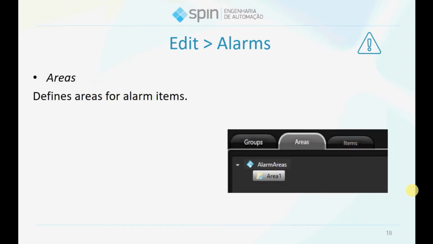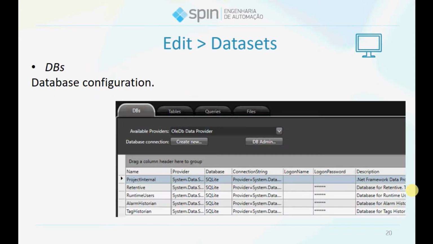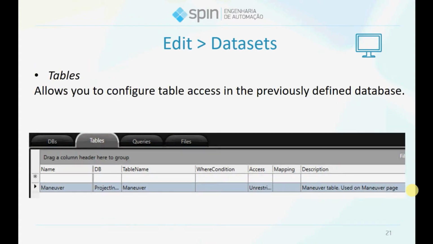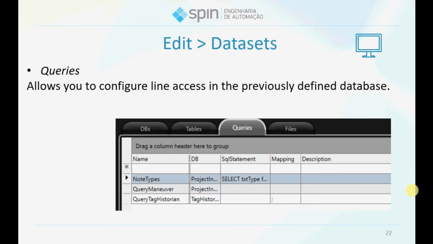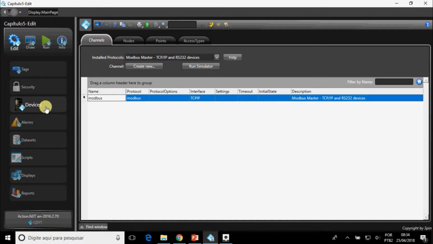In areas, the alarms are divided by areas. And in items, it is possible to put conditions and limits to generate alarms. In Datasets, DBs tab, you can configure databases. In Tables, you can configure access to database tables. In Queries, you configure access to database lines, and in Files, configures database files. Let's go to ActionNET for better understanding of these three submenus.